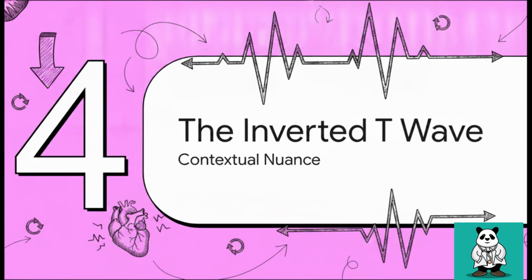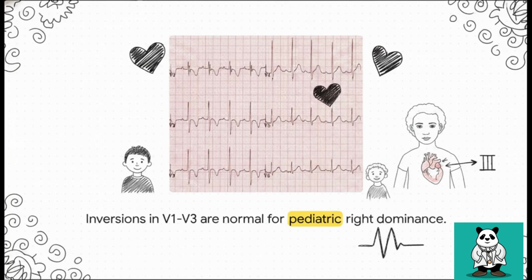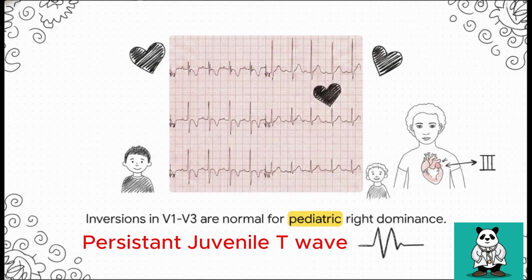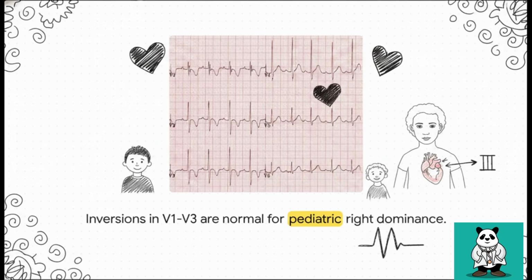Part 4. The inverted T wave. Contextual nuance. Now, going upside down isn't always a bad thing. Believe it or not, inverted T waves in the right precordial leads, so V1 through V3, are actually a perfectly normal finding in children. It just represents normal right ventricular dominance. Sometimes this even persists into adulthood. We call that a persistent juvenile T wave pattern, and it's actually most commonly seen in young Afro-Caribbean women. Also, an isolated T wave inversion just in lead 3, that's considered a completely normal variant too.